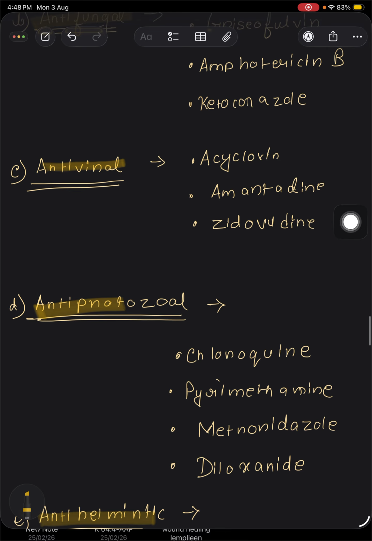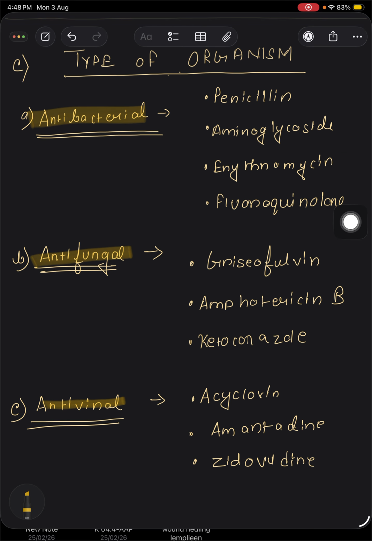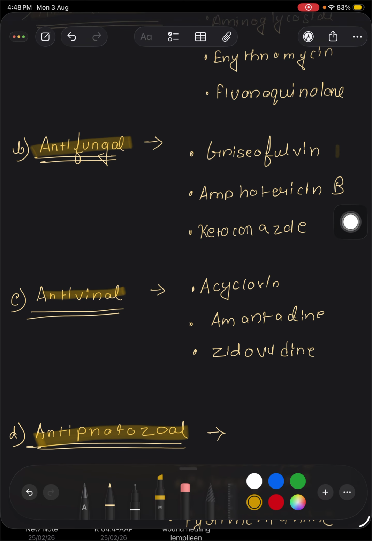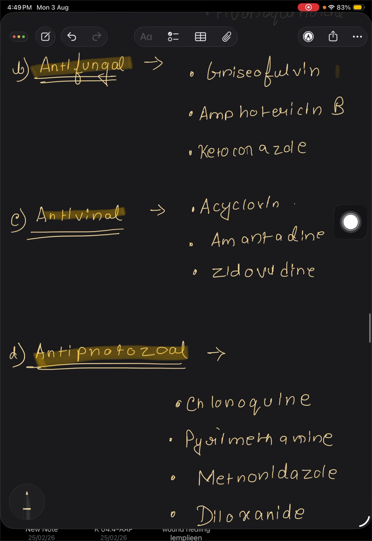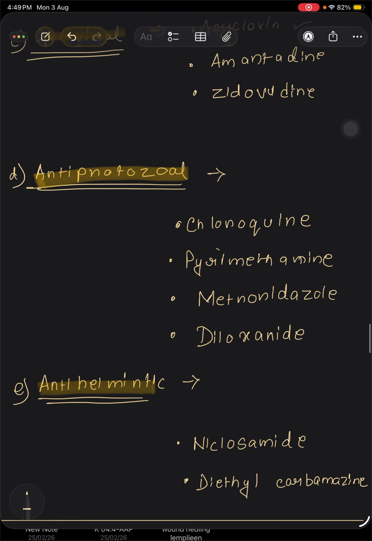In antibacterial we have penicillin, aminoglycosides, erythromycin, fluoroquinolones. In antifungal we have griseofulvin, amphotericin B, and ketoconazole. These are all antifungal. In antiviral, very common ones are acyclovir, valacyclovir, amantadine, zidovudine. These are all antiviral. Antiprotozoal, there is chloroquine, pyrimethamine.